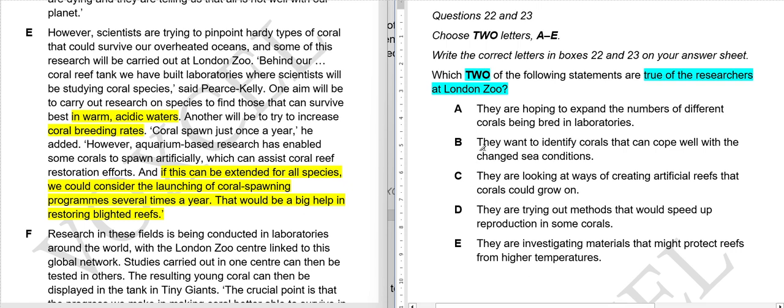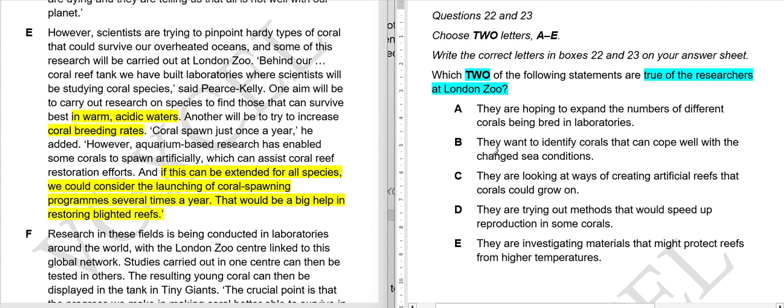They are hoping to expand the numbers of different corals being bred in labs. So are they trying to expand the numbers of different corals? Here it is written, behind our coral reef tank we have built labs where scientists will be studying coral species. So are they doing this? I will not tell you the answer just yet. I'm giving you time to think about that.